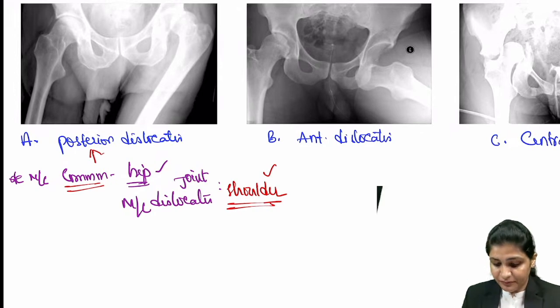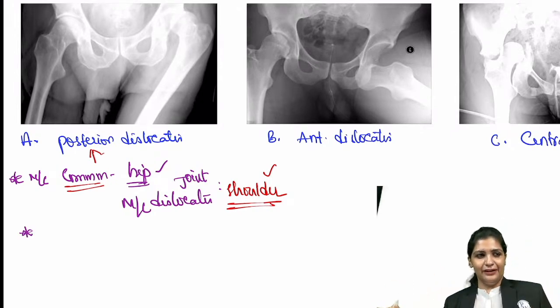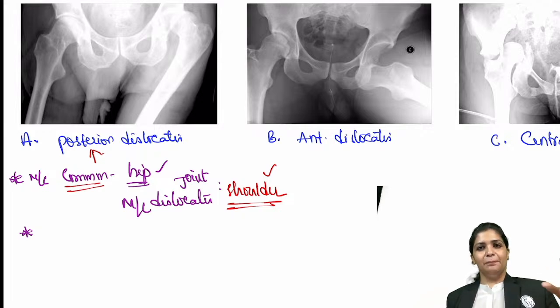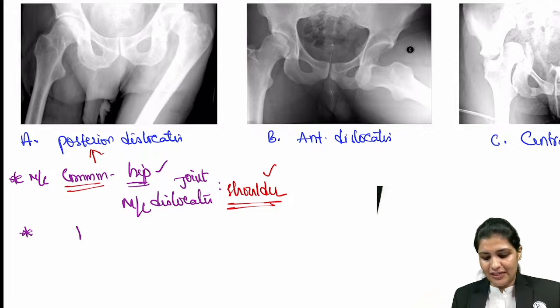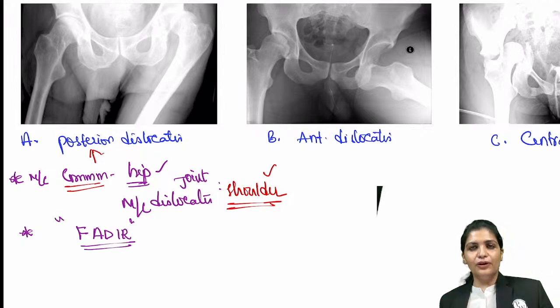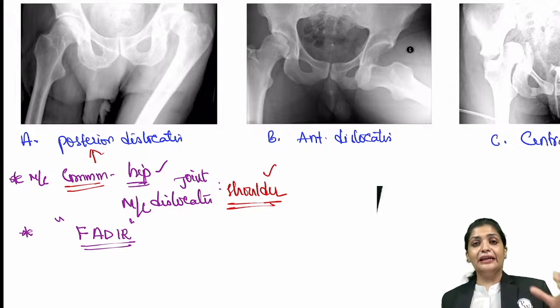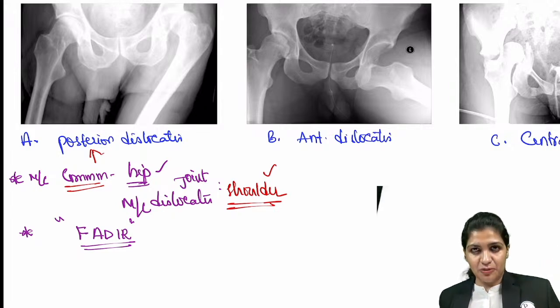And then in the posterior dislocation, whenever the hip is dislocated posteriorly, the patient will present with a peculiar attitude which is called flexion, adduction, and internal rotation. So based upon this particular attitude in the emergency room, you can come to a conclusion of hip dislocation.